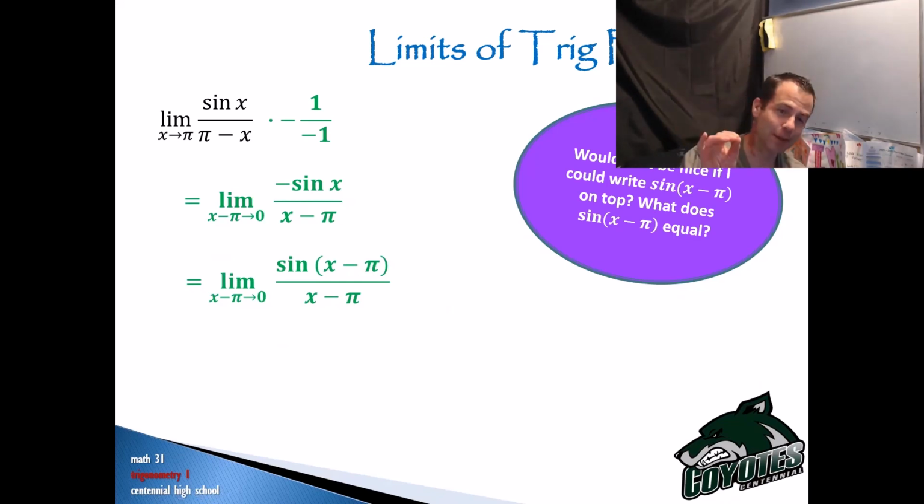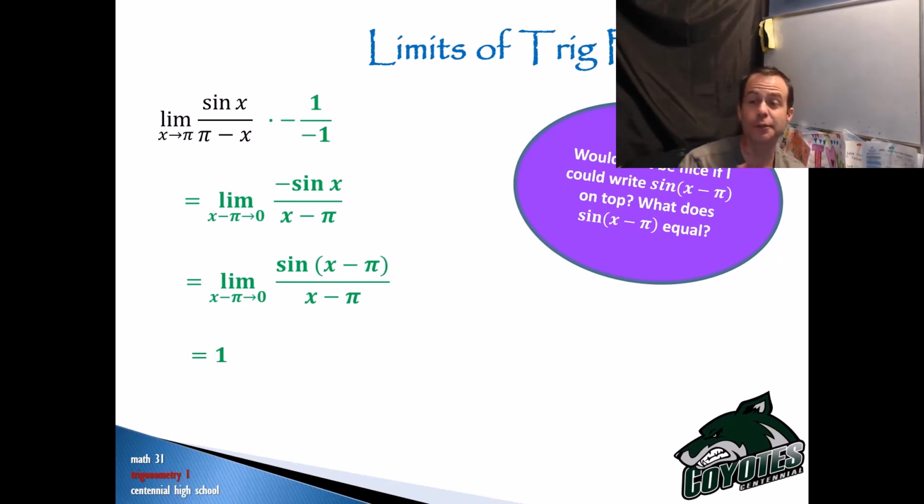I can change my negative sine x to be sine of x minus pi. So now I'm looking at the limit as x minus pi approaches 0 of sine of x minus pi over x minus pi. That's the same as saying the limit as x approaches 0 of sine of x over x. So done, it's 1. Yay! Okay, you might want to rewind this one and just listen to these last 30 seconds one more time.